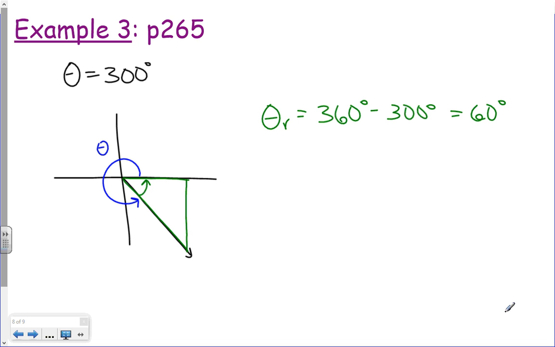So that's this angle right here. My reference angle is 60 degrees. Well, that's one of the three angles of that 30, 60, 90 triangle. So I know something about these side lengths here of this little triangle that I've sketched in here.